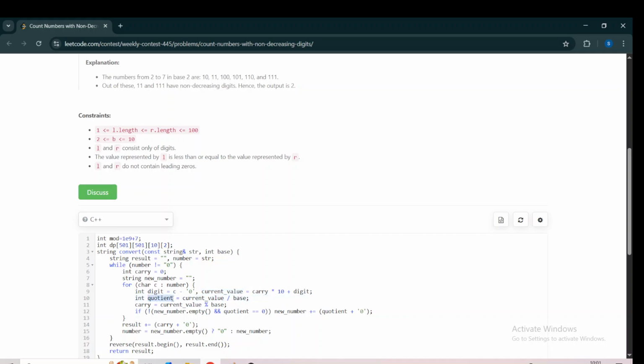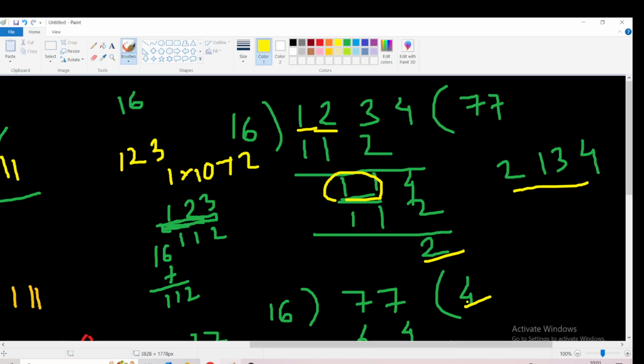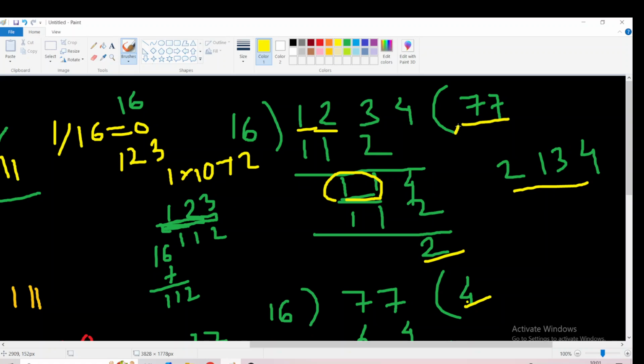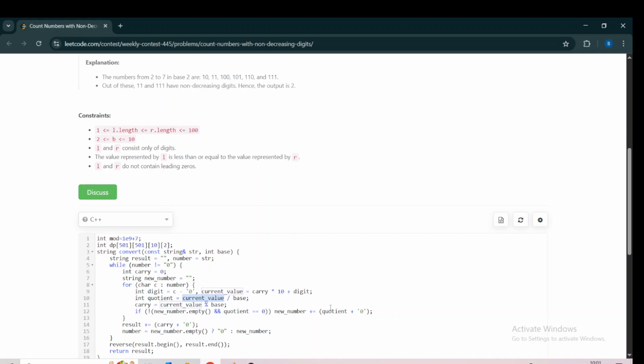The quotient will be the current value divided by base, and carry is the current value modulo base. Now if the quotient is not 0. Initially if we divide 1 by 16, the quotient will be 0, right? Then we ignore that. If the new number is empty and the quotient is 0, in this case we are ignoring it. Otherwise we are adding the quotient to the new number. The new number after that will be 77.